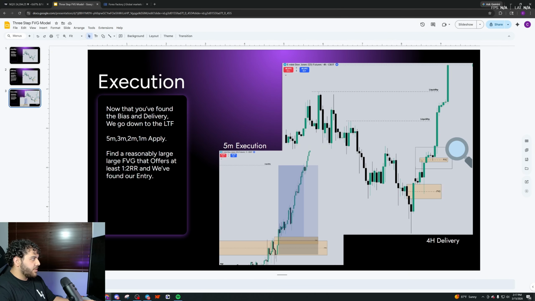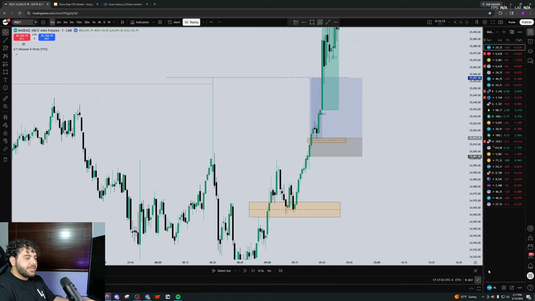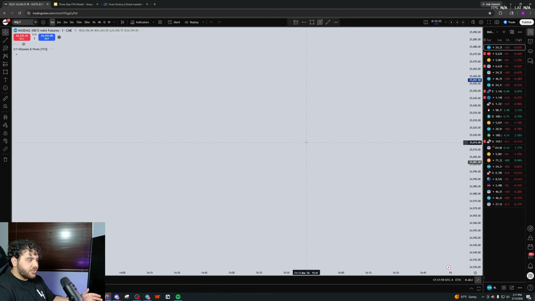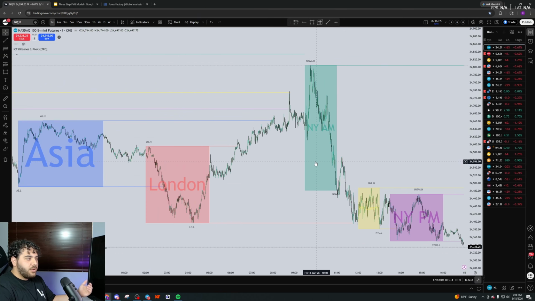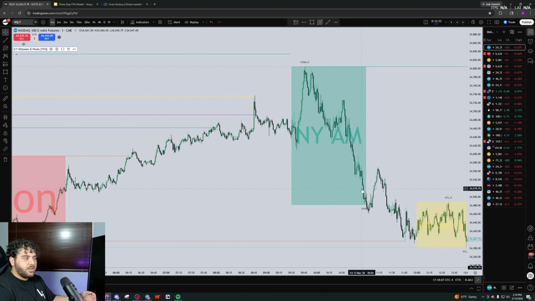3-step model, super simple. If you guys aren't understanding the inversion fair value gap, this might be a better option for you. Overall, I still take this trade to this day. I take both inversions, this normal fair value gap, because they simply work. You create the bias, you figure out where price is drawing to, you have your delivery, and then you simply execute.